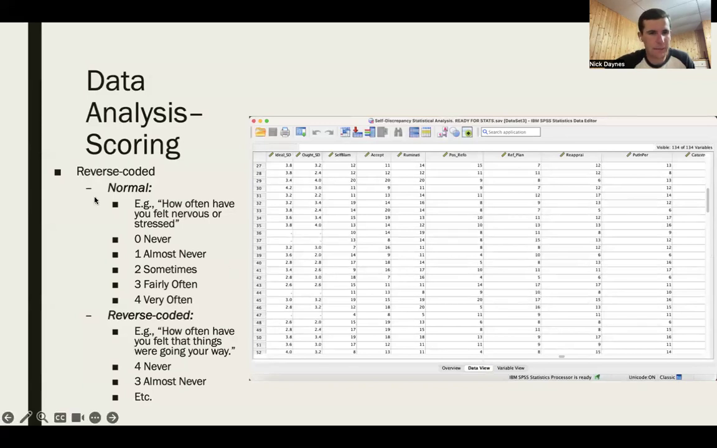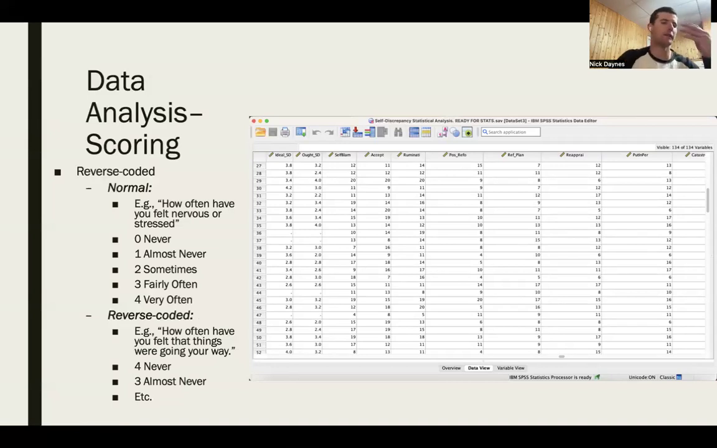For example, I have this example on the screen here. The first question says, how often have you felt nervous or stressed? That is a negatively stated question, meaning that higher numbers would indicate higher levels of stress. But the next question is, how often have you felt that things were going your way? That's positively worded, which means that higher numbers would mean less stress.